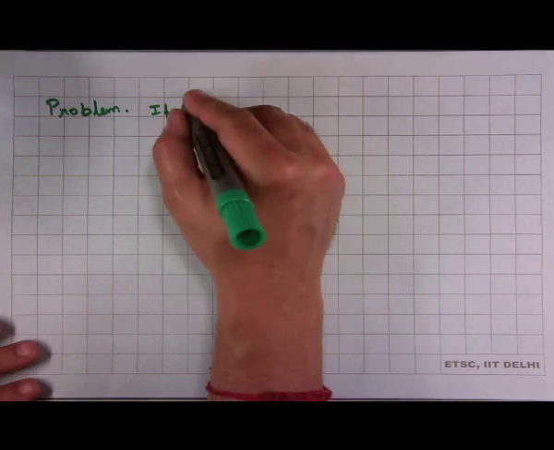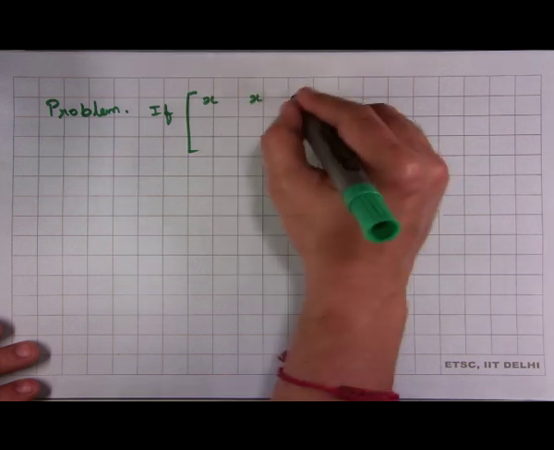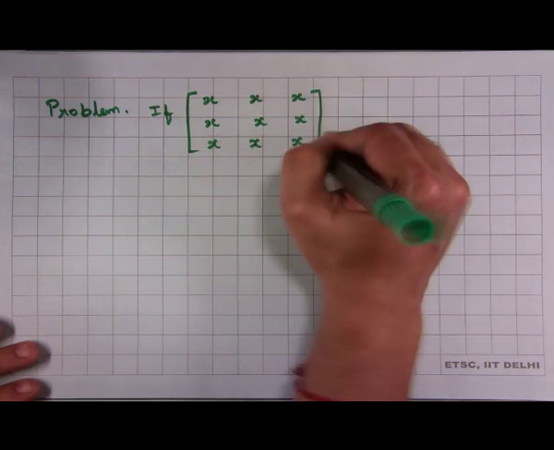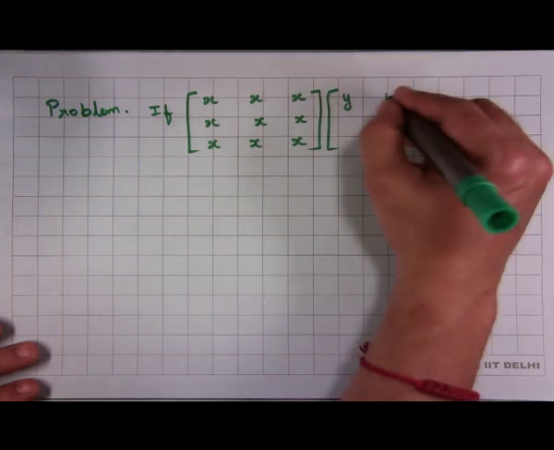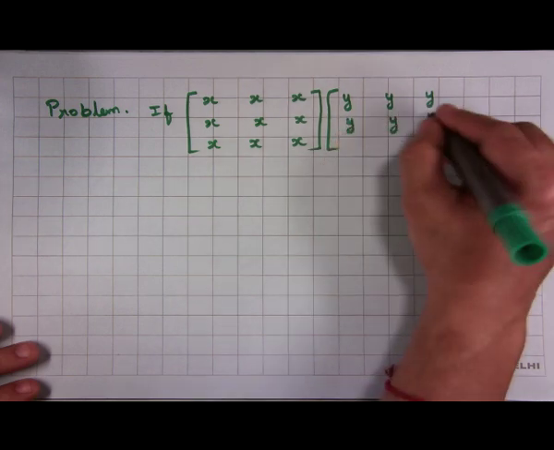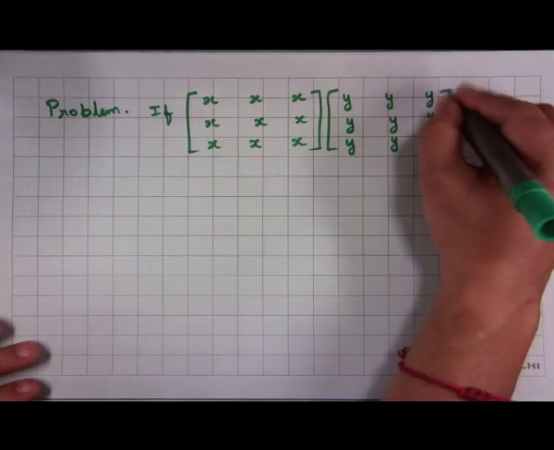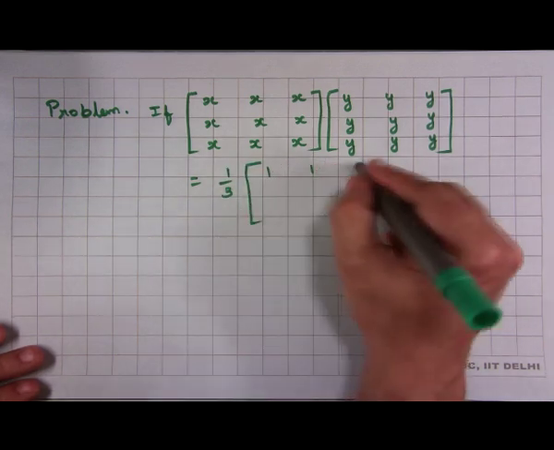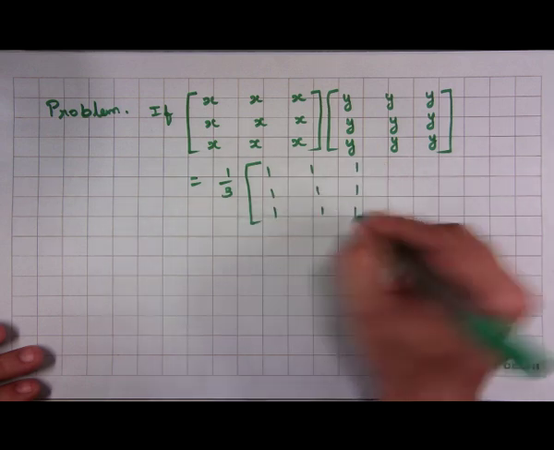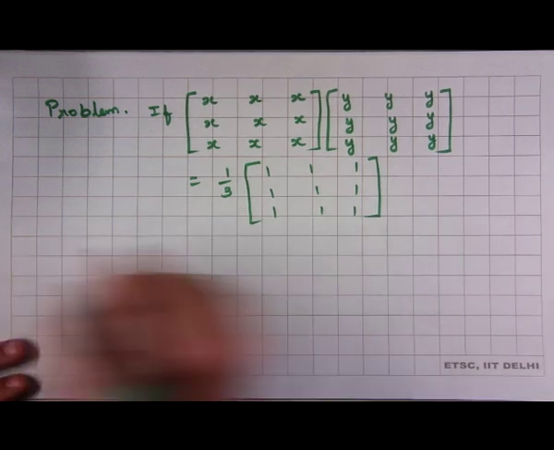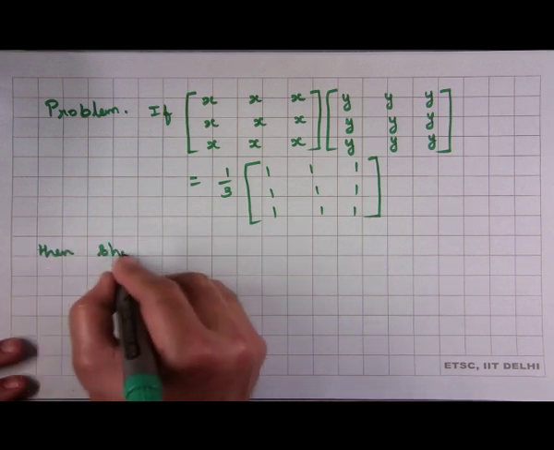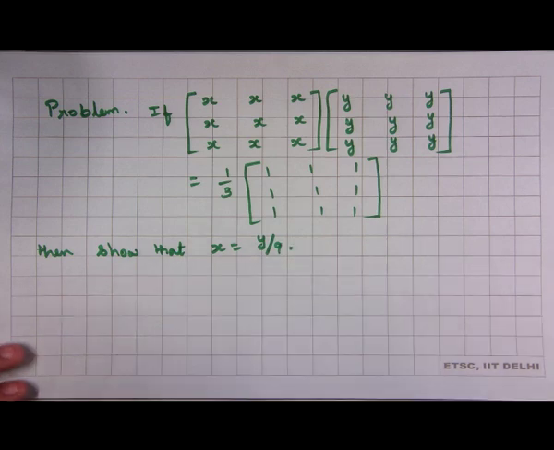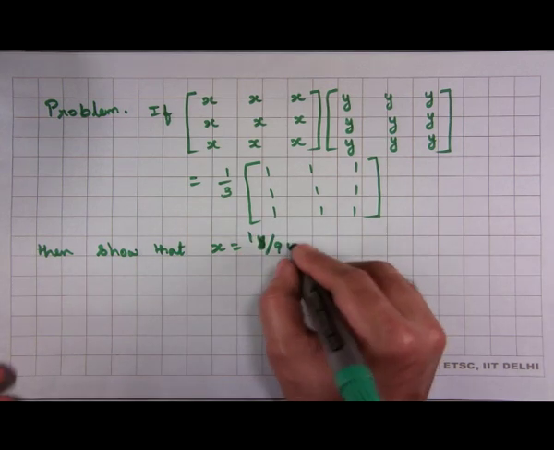If x times y is equal to 1 by 3 times the matrix of all ones, then show that x equal to 1 by 9y.